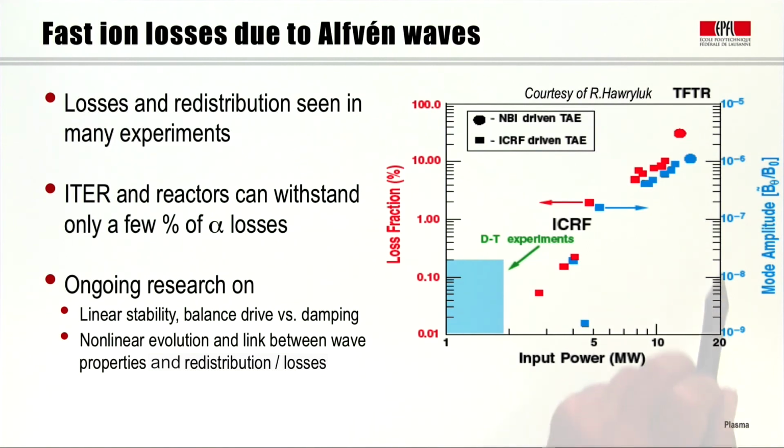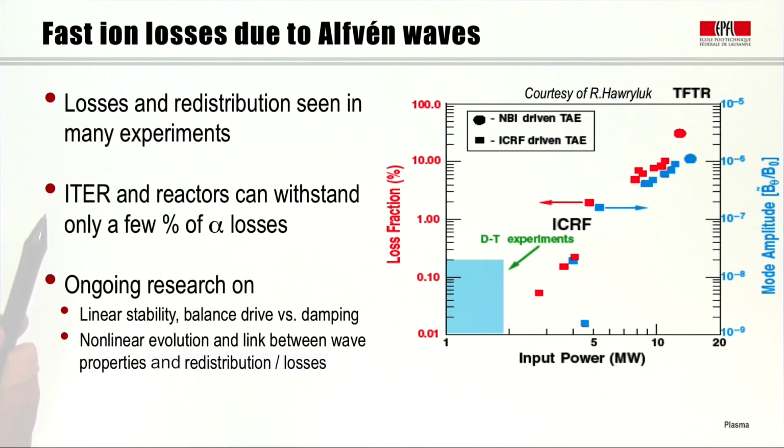On the other axis of the plot is the mode amplitude. Of course, the larger the mode amplitude, the larger the fractional losses. We see that for both NBI-driven Alfvén eigenmodes and ICRH-driven Alfvén eigenmodes, we can have significant levels of losses. In DT experiments, only very weak Alfvén eigenmodes were observed, and so no significant losses were observed. But that doesn't mean we should not worry about them in the future, because it corresponded to a very small input power in the drive, in that case the Alfvén drive, and therefore to a very small mode amplitude range for these modes.